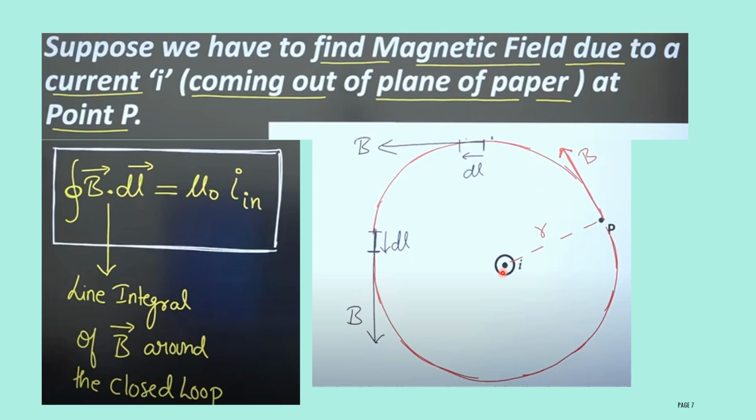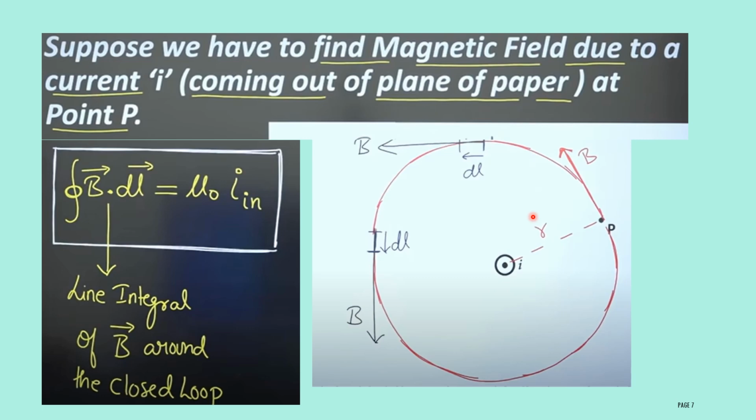Here the current I is coming out of the plane of the paper, the plane of the paper, which is indicated by the white sheet here. Consider this I as the center of the circle, and consider the distance between I and P as the radius of the circle. Using center I, draw a circle of radius R.